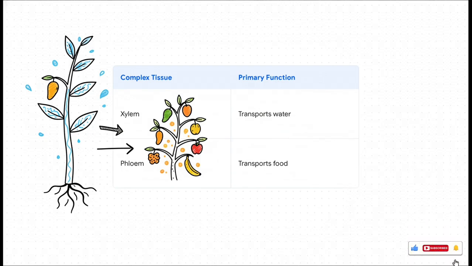Xylem transports water and phloem transports food. Remember our classic coaching trick? Xylem for jal, meaning water, and phloem for phal, meaning fruit or food. It sounds funny, I know, but this simple trick will totally save you from silly mistakes during exam panic.